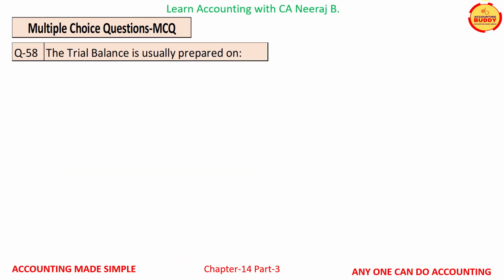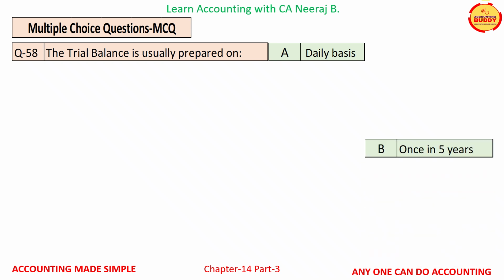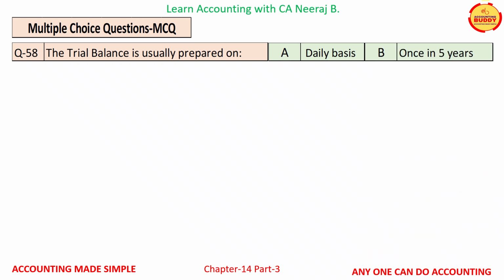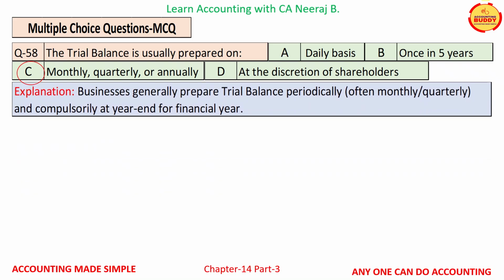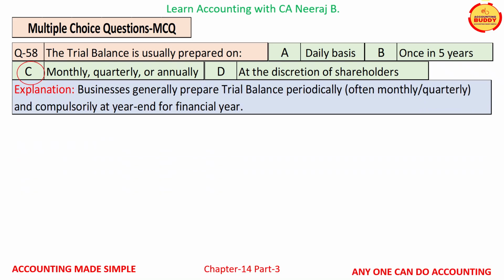Question number 58. The trial balance is usually prepared on, and the available options are option A, daily basis, option B, once in 5 years, option C, monthly, quarterly or annually, and option D, at the discretion of shareholders. And the correct option is option C. Businesses generally prepare trial balance periodically, often monthly or quarterly, and compulsorily at the end of a financial year.